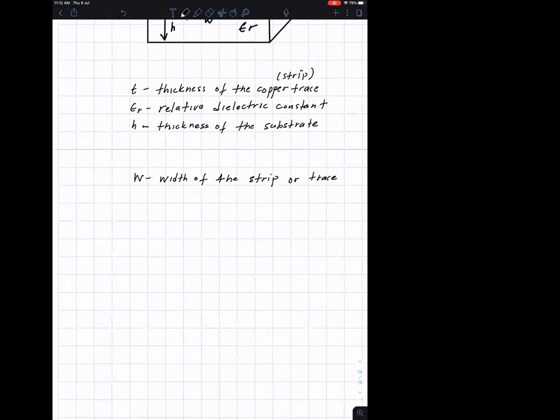cross-sectional geometry, W, H of the substrate, so define the ratio of the voltage.